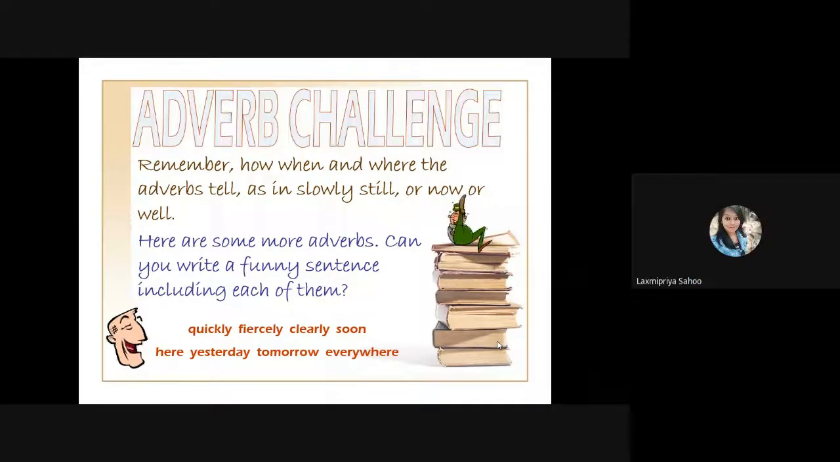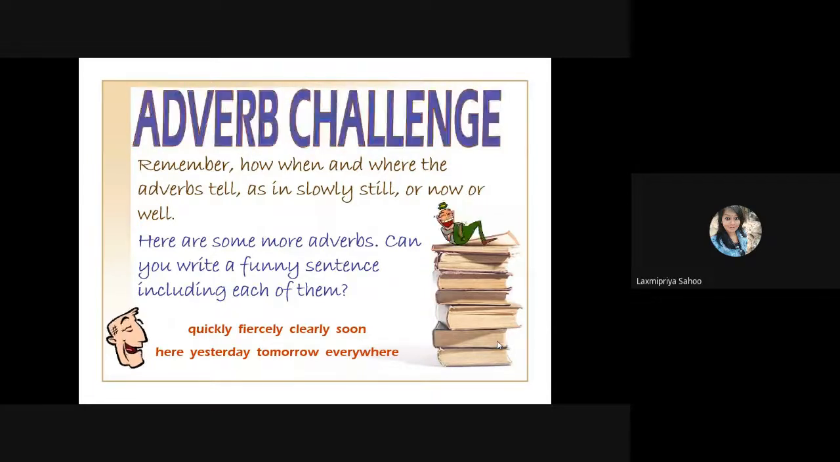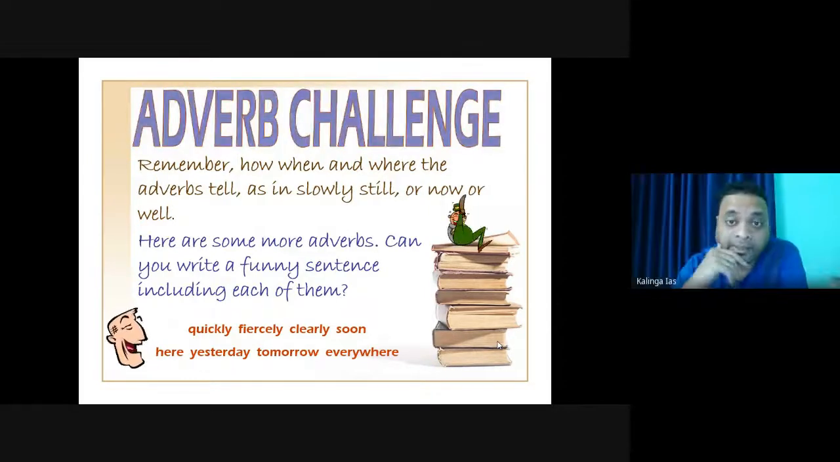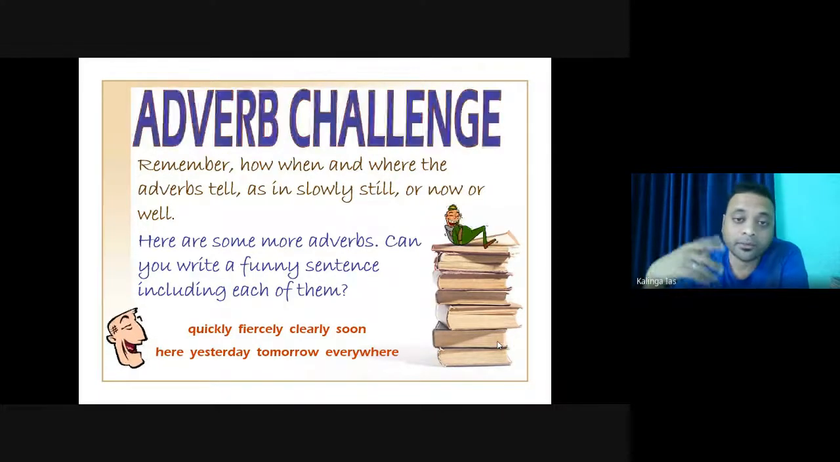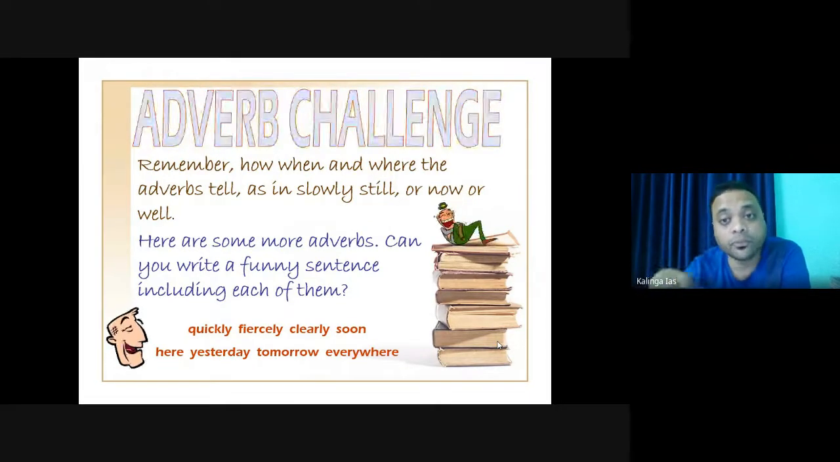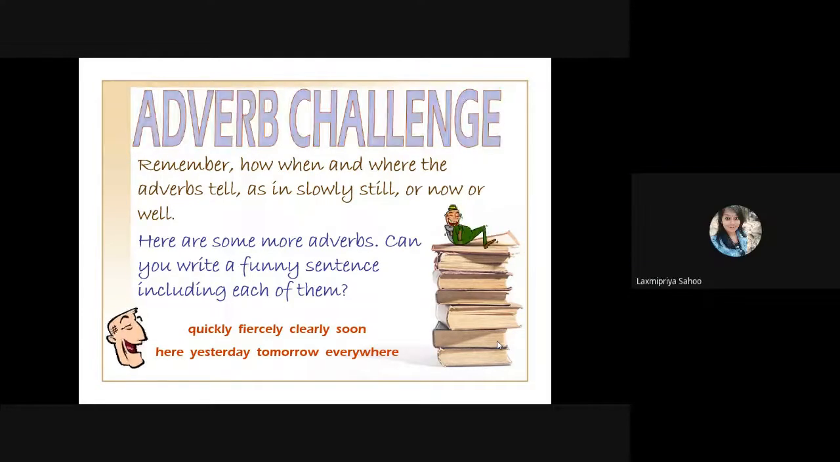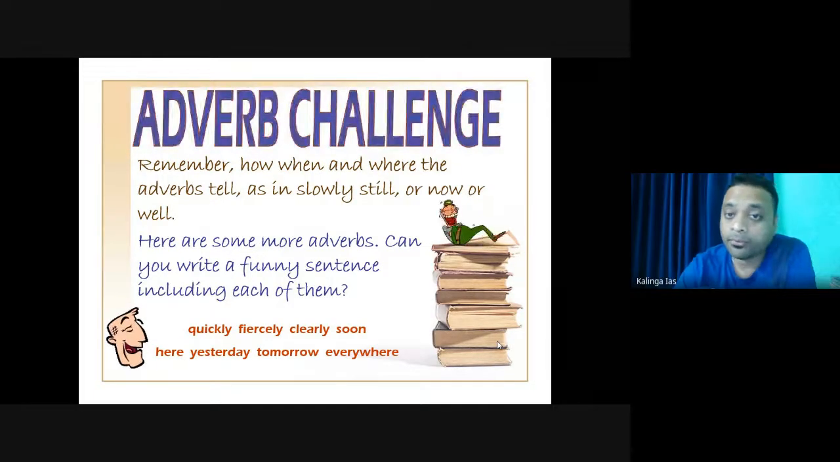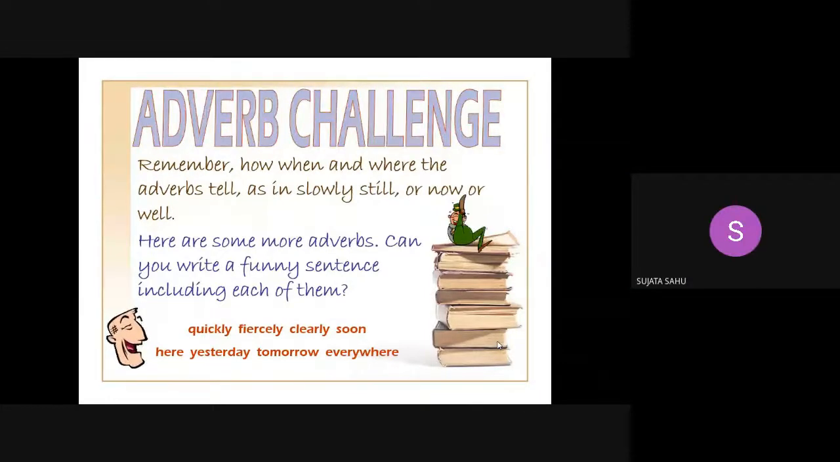Sir, example: come here. Come where? Come here. We are going there tomorrow. We are going to that point, or we are going there. We are meeting here. The meeting took place here itself. Place, where? Of action. Adverb of place. Yes, sir.